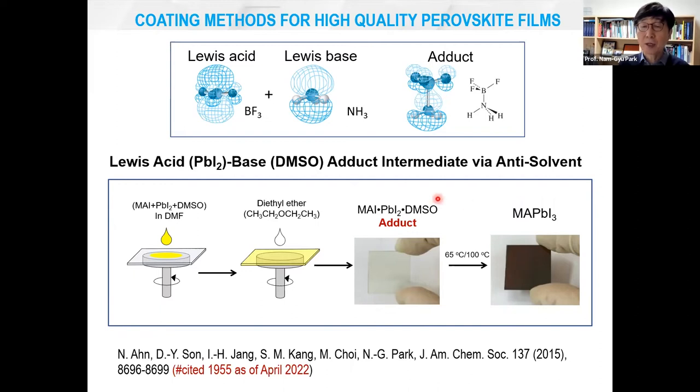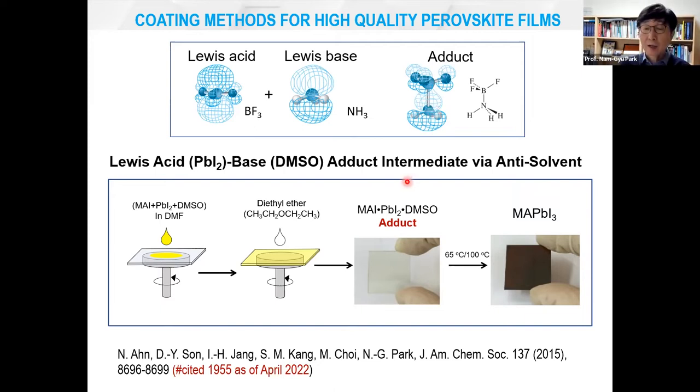Now people use the adduct intermediate method. Adduct is a well-known inorganic compound. If you react a Lewis acid and a Lewis base, then you can make the adduct quite stable. But the bonding between the Lewis acid and base is weaker than even hydrogen bonding.